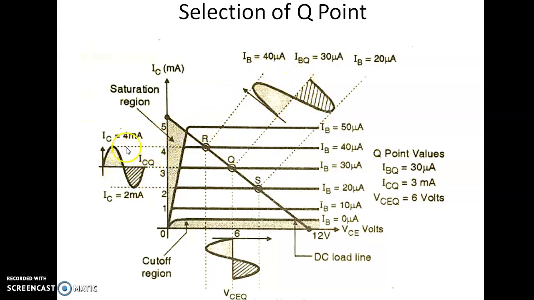So we are getting 4 into 10 raised to minus 3 and 40 into 10 raised to minus 6. Minus 6 goes up, it becomes minus 3 and 0.1. So 0.1 into 10 raised to plus 3, means we are getting beta. So beta near about 100 we are getting. You can check it. So beta is equal to IC upon IB. By solving this, we can get the answer.